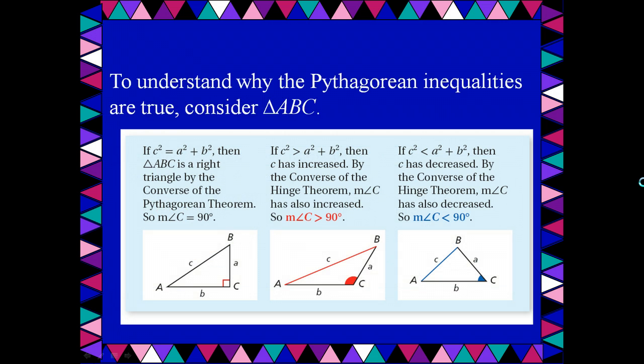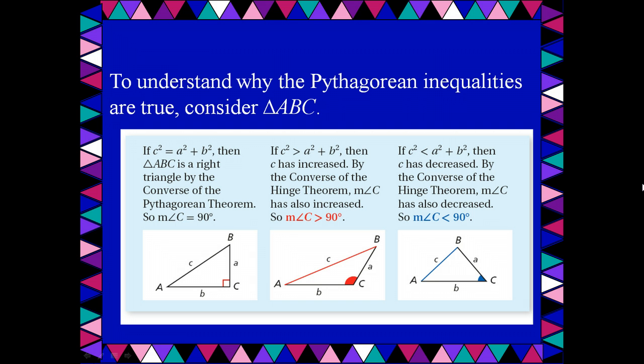To understand why the Pythagorean inequalities are true, consider triangle ABC. When ABC is a right triangle, the converse of the Pythagorean theorem shows us that the measure of angle C is 90 degrees. If c squared is greater than a squared plus b squared, then c has increased. Then by the converse of the hinge theorem, the measure of angle C has also increased, so it's greater than 90 degrees.